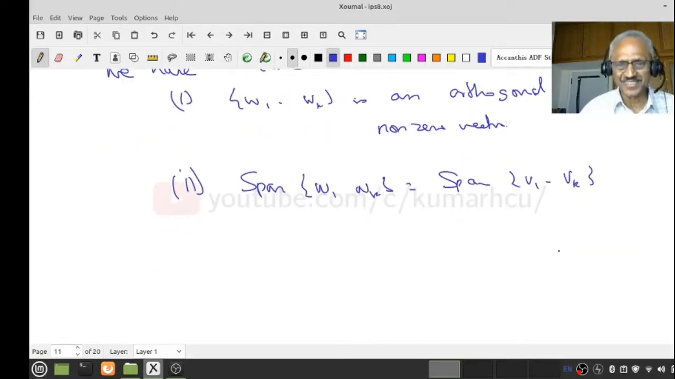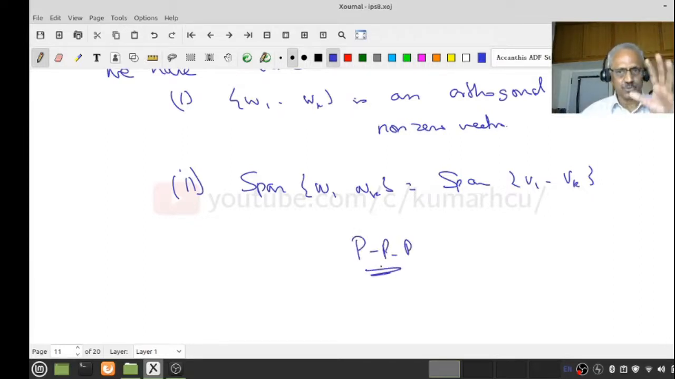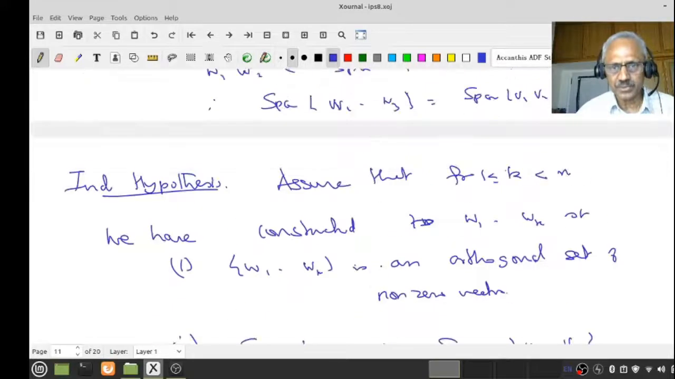Even 2 is good enough. But I just wanted to understand the geometry. That's why I went slow. Is that clear? Make sure you understand this induction hypothesis carefully. This is usually not well written, so you may get confused.